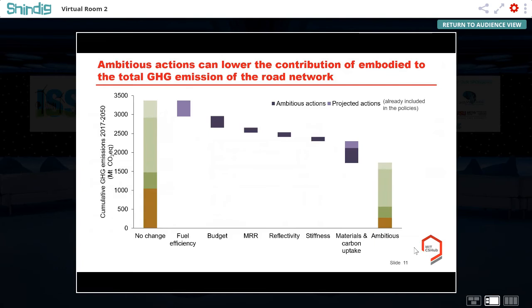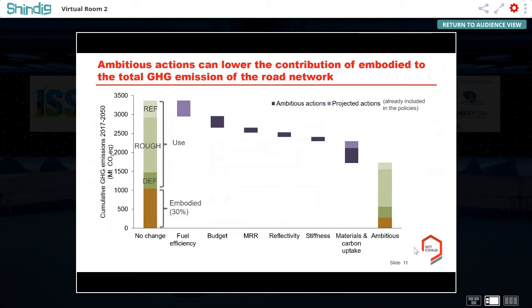So you can see on this graph that we have around 3.4 gigatons of GHG emissions during this period. 30% of this GHG emissions comes from the embodied part. The rest is attributed to the use phase, showing the importance of considering the total pavement life cycle in our assumptions and calculations. Most of it comes from the roughness-induced excess fuel consumption.